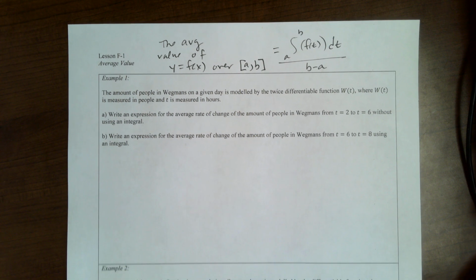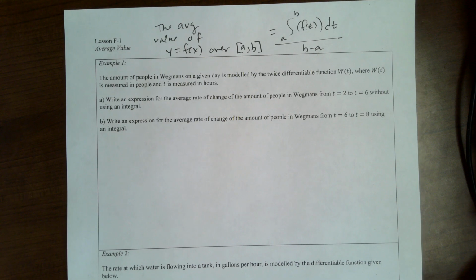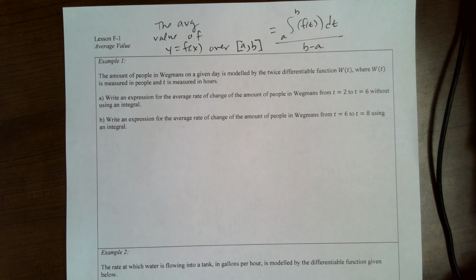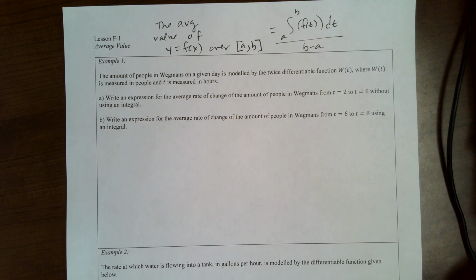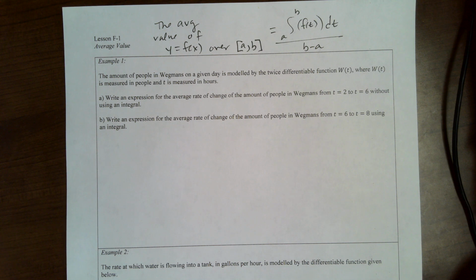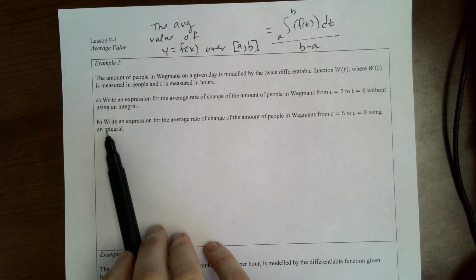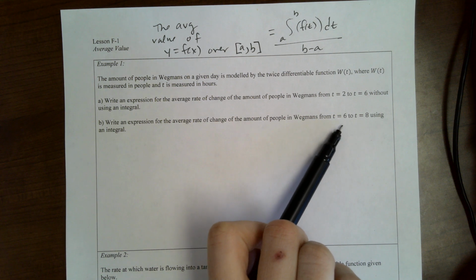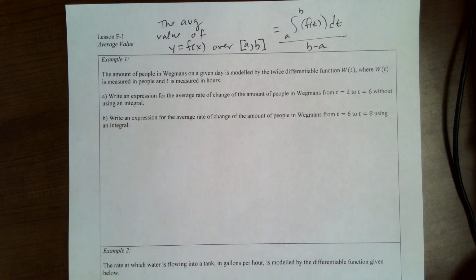Okay, so the amount of people in Wegmans on a given day is modeled by the twice differentiable function w of t, where w of t is measured in people and t is measured in hours. So part A, write an expression for the average rate of change of the amount of people in Wegmans from t equals 2 to t equals 6 hours without using an integral. Okay, and then part B, I'll read it right away. Write an expression for the average rate of change of the amount of people in Wegmans from t equals 6 to t equals 8 hours using an integral.